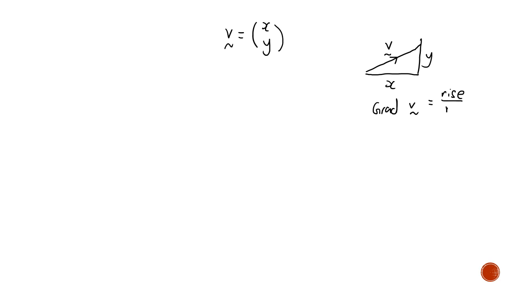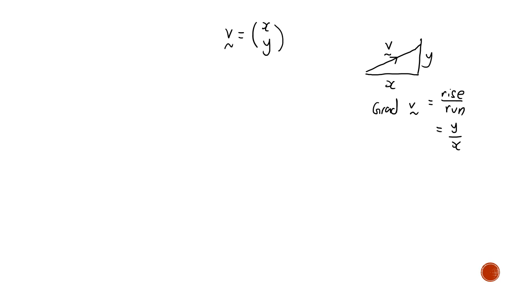So vector v equals (x, y) represents a vector of x units in the positive x-axis direction and y units in the positive y direction. So if x is positive and y is positive, our vector v will look like this. And to find the gradient of vector v, we can let it be equal to rise over run, which equals y over x.